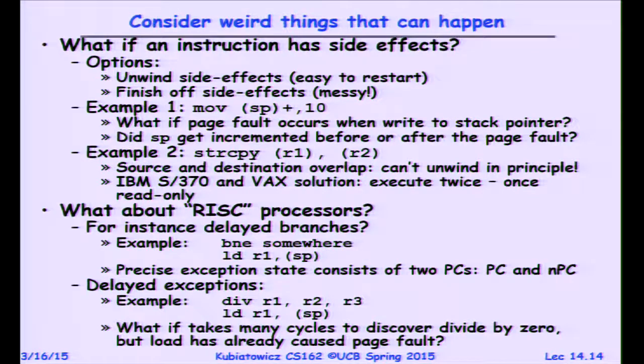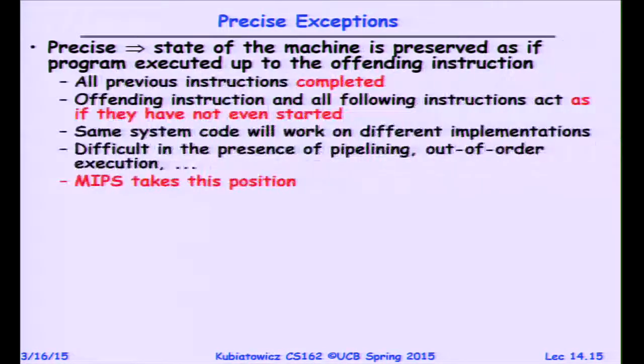But the point here is we need a clean point to restart. All right, and this is the most important idea here in this whole chain of a couple of slides, which is the idea of a precise exception: the state of the machine is preserved as if the program executed up to the offending instruction, all previous instructions completed, and the offending instruction and everything afterwards acts as if it never started. Okay, if we can have a precise exception, then page faults are easy to deal with because we just plain go to the page fault and we restart at that exception point and we're good to go.